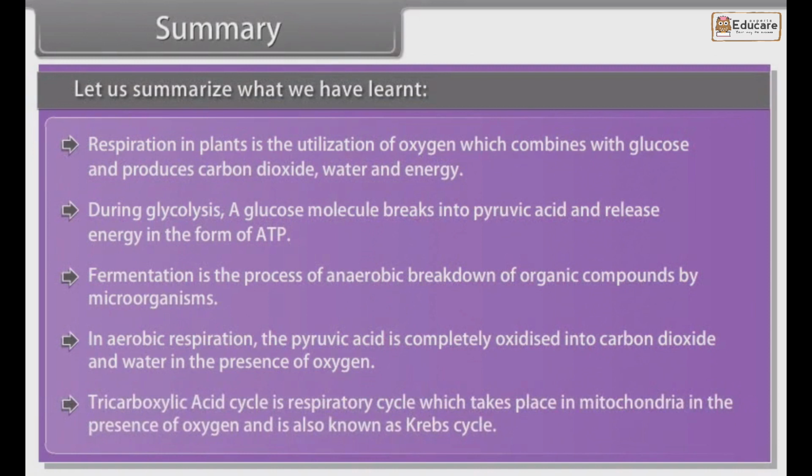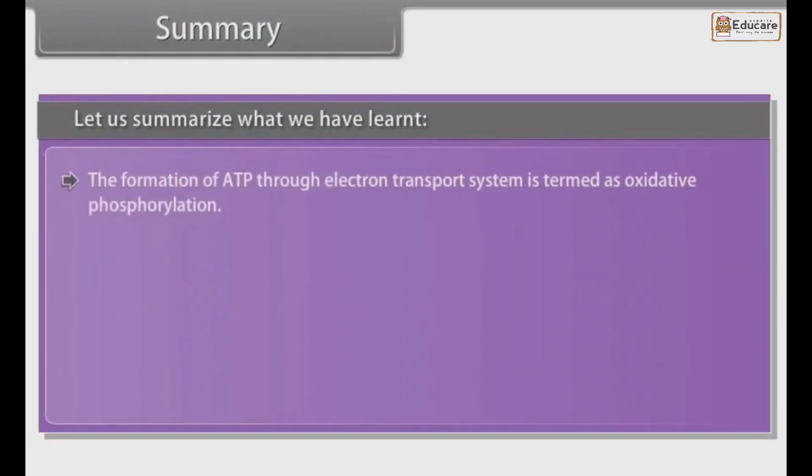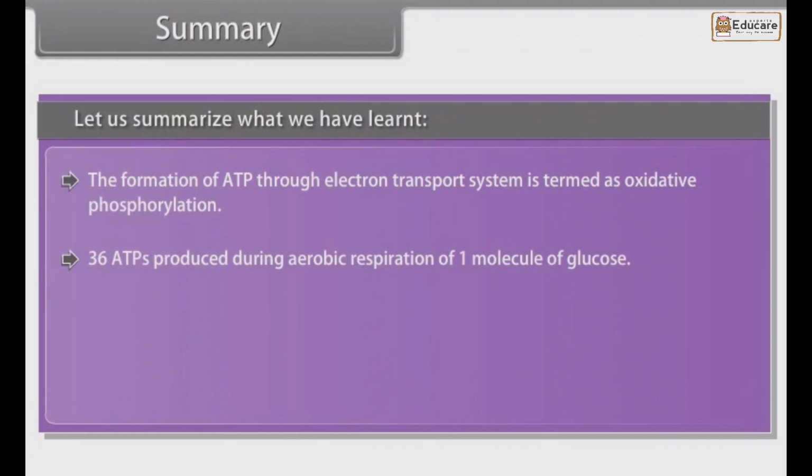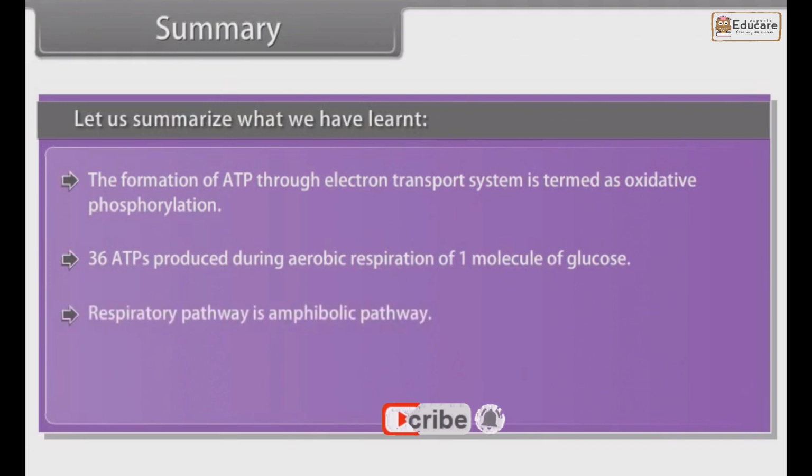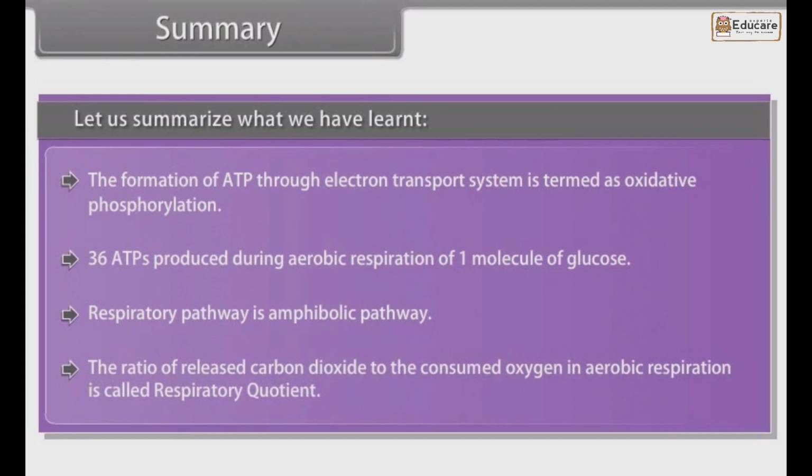The tricarboxylic acid cycle is a respiratory cycle which takes place in mitochondria in the presence of oxygen and is also known as the Krebs cycle. The formation of ATP through the electron transport system is termed oxidative phosphorylation. 36 ATPs are produced during aerobic respiration of one molecule of glucose. The respiratory pathway is an amphibolic pathway. The ratio of released carbon dioxide to the consumed oxygen in aerobic respiration is called the respiratory quotient.